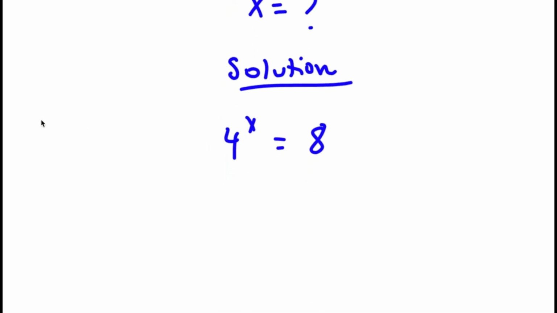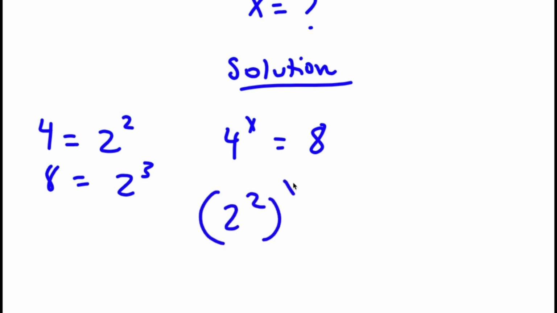And 4, this is the same thing as 2 to the power of 2. And 8, this is the same thing as 2 to the power of 3. So now if I replace 4 with 2 to the power of 2, and if I replace 8 with 2 to the power of 3, I get (2 to the power of 2) to the power of x is equal to 2 to the power of 3.